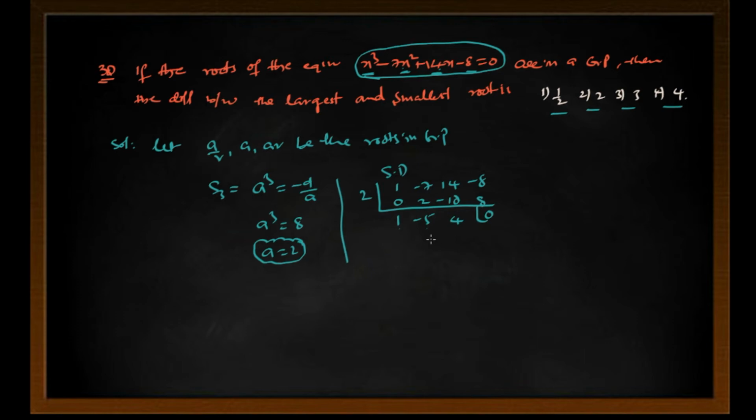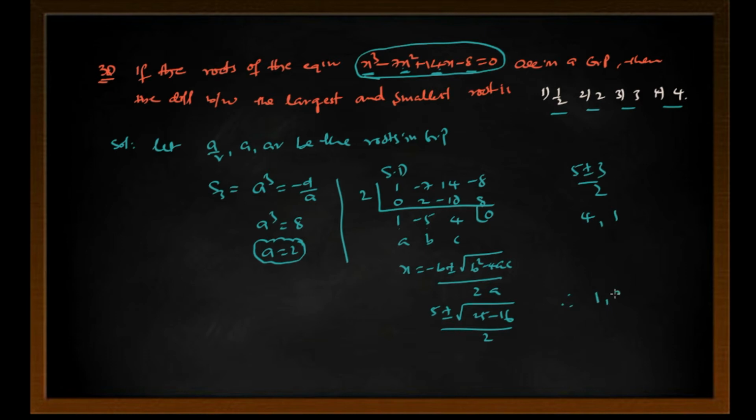So now we have to find the factors. Form a quadratic equation and consider a, b, c using the formula x equals minus b plus or minus under root b square minus 4ac, divided by 2a. So here, minus of minus 5 is plus 5, plus or minus root of 5 fives are 25 minus 4 fours are 16, divided by 2. 25 minus 16 is 9, root 9 is 3. So our roots are 5 plus or minus 3 by 2. If you consider plus 3, 5 plus 3 is 8 by 2 is 4. If you consider minus, 5 minus 3 is 2 by 2 is 1. Therefore our roots are 1, 2, 4.